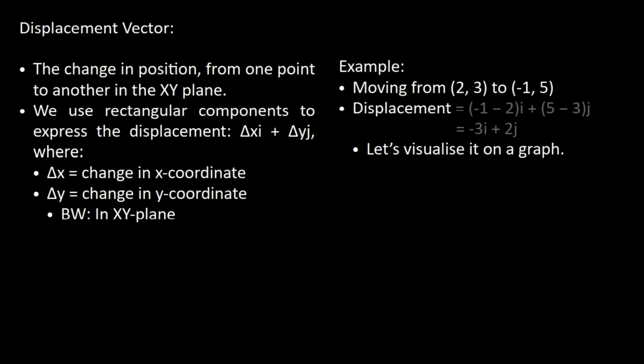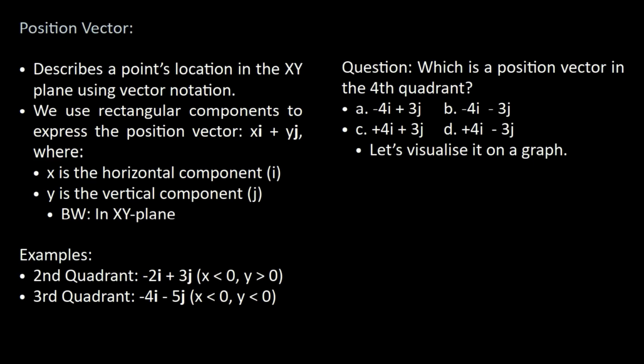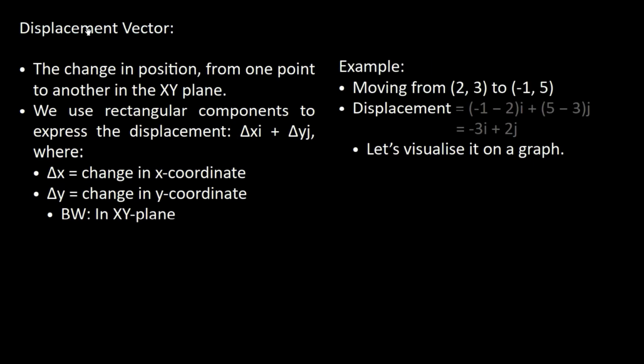Next. So the main heading was displacement vector. We have to understand the XY plane and the position vector before we talk about displacement vector. That's why we read those two. Now, the change in position from one point to another in an XY plane is your displacement vector, when your object has got displaced. We use rectangular components to express the displacement: change along x i cap plus change along y j cap, where delta x is the change in x and delta y is the change in y. Right? Let's have a look.